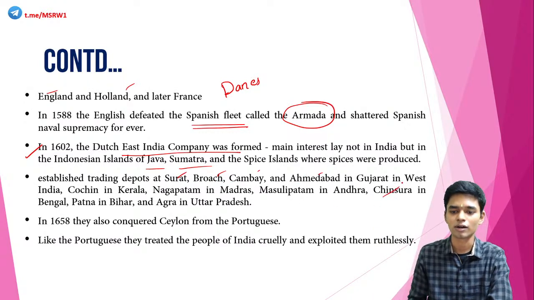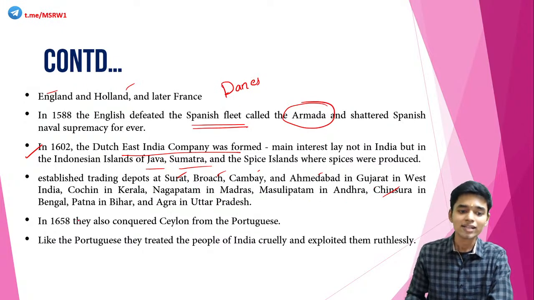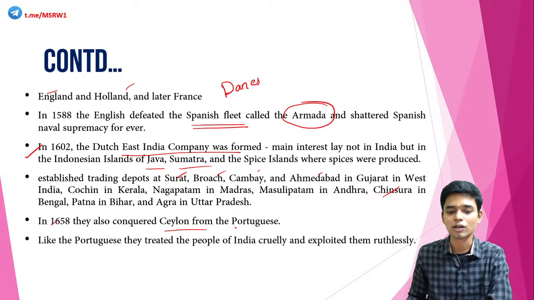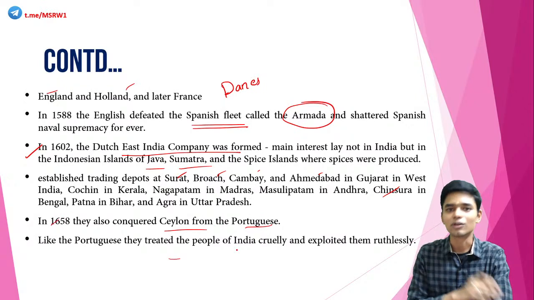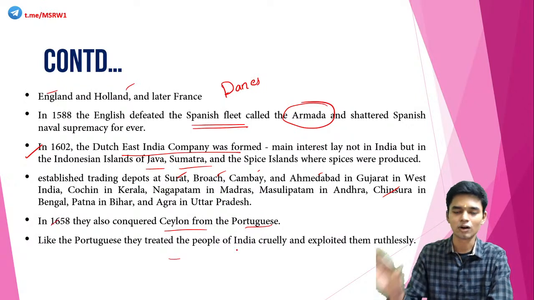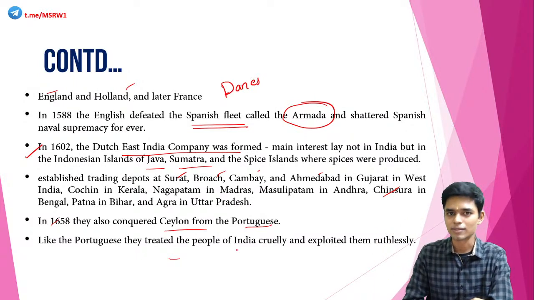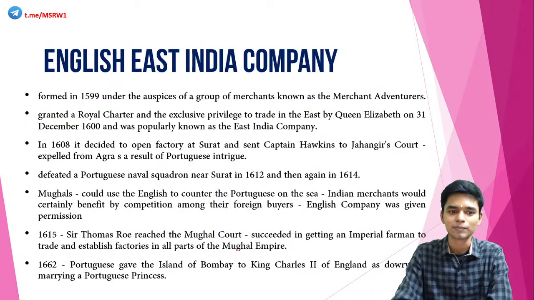Chinsura. Alright. In 1658, they also conquered Ceylon from Portuguese. They also treated people very cruelly, very harshly. They had a very intolerable, non-liberal religious policy, forcible conversions, etc. Alright, this is about the Dutch people.